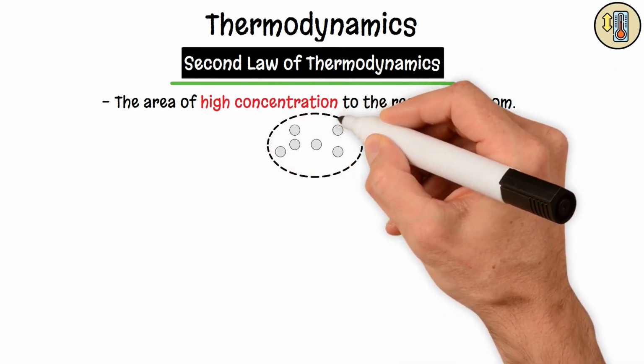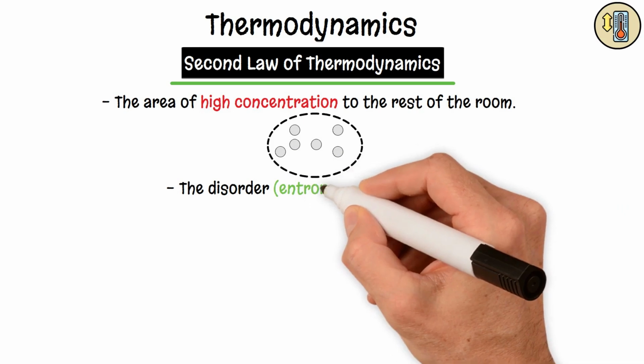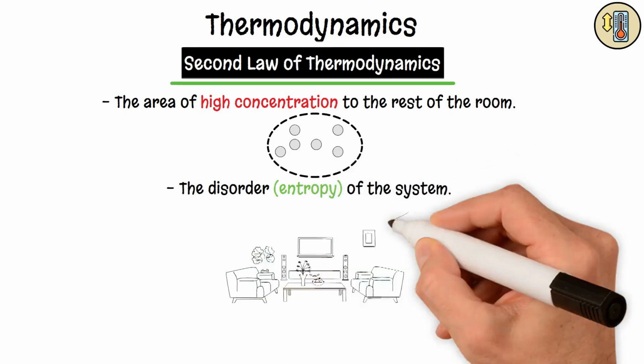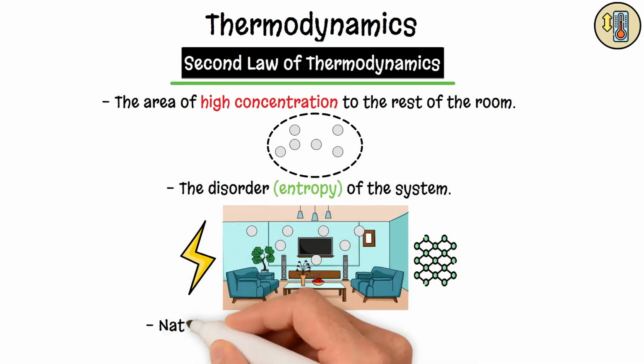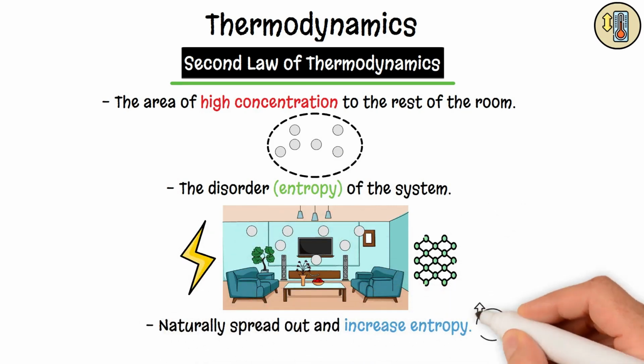This spreading out of the perfume molecules increases the disorder, the entropy, of the system. Eventually, the perfume scent will be evenly distributed throughout the room, illustrating how energy and matter naturally spread out and increase entropy over time.